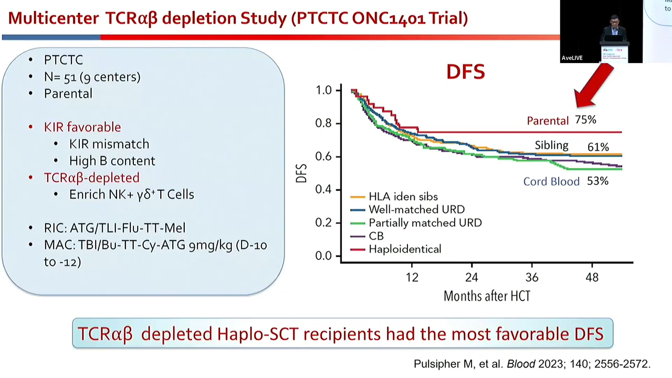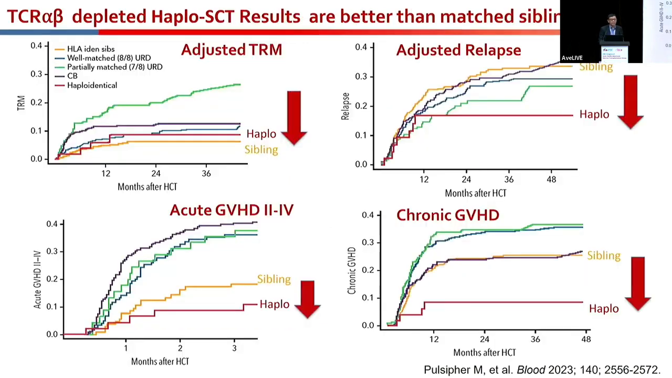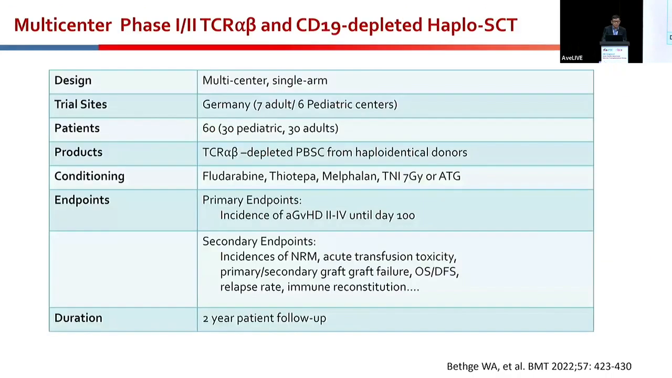And you can see from here that the use of a parental donor, which is all haploidentical donors, confers the best outcome as compared to that seen in sibling and even cord blood and other well-matched donors. And the relapse rate is the lowest among this cohort of patients. Chronic GVHD is also lowest among this cohort of patients.